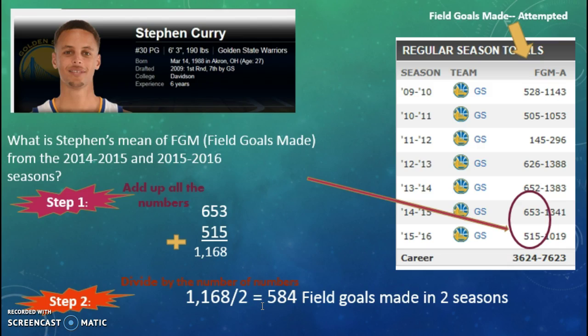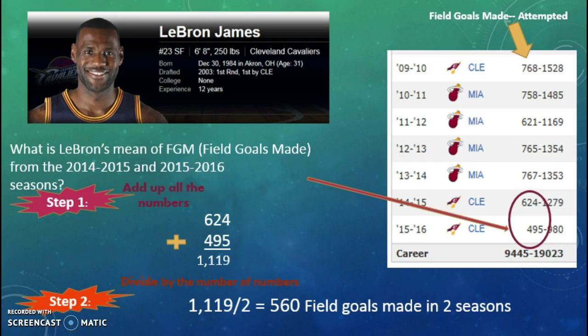Now, if I want to see who's better, Stephen Curry or LeBron James, I'm going to do the same comparison that I just did with Stephen. I'm going to take 2014-2015 field goals made. He made 624. Now, this previous season, LeBron made 495 hoops or field goals made. I add those 2 numbers up, and I get 1,119. After I add, my next step is to divide. Now I'm going to divide 1,119 by 2 because I'm comparing 2 numbers. LeBron made 560 field goals as his average in those 2 seasons.